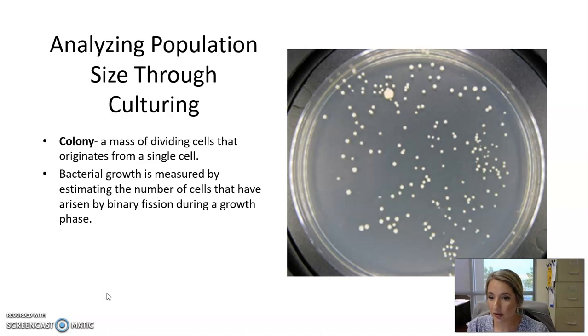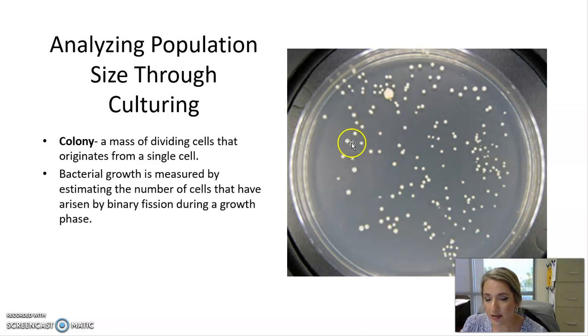So in order to get colonies on a plate, you do have to do a specific type of inoculation technique. And again, just as a refresher, a colony is a macroscopic mass of cells that has originated from a single cell that has been allowed to grow and divide.